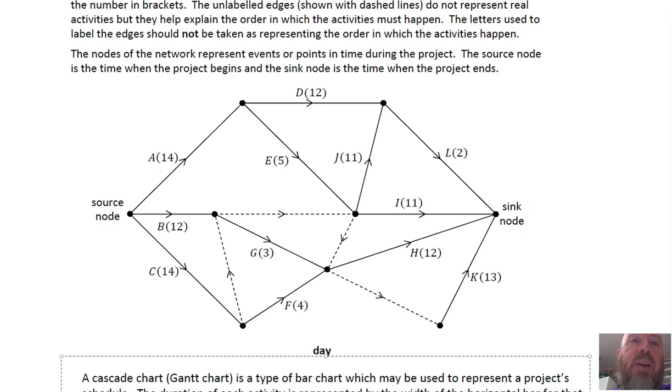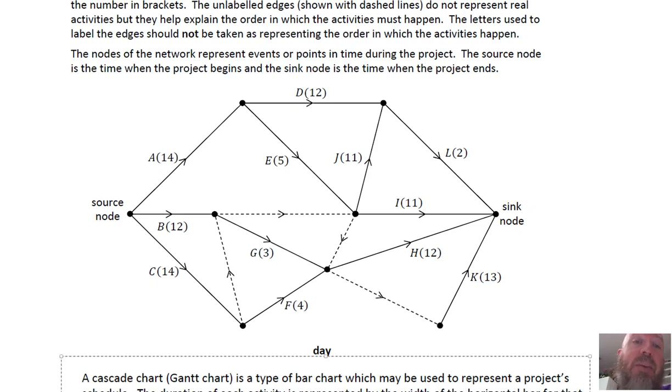The nodes of the network represent events or points in time during the project. Basically, each one of those points is when an activity can start. So from the source node, A, B, and C can start. G can start from B, and you have those dashed lines to indicate which nodes are directly dependent on stuff in the past, which may not be a task.